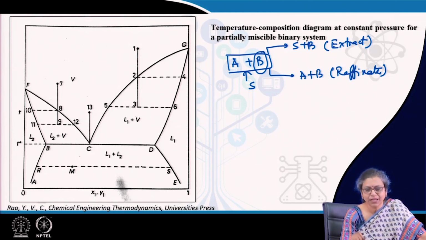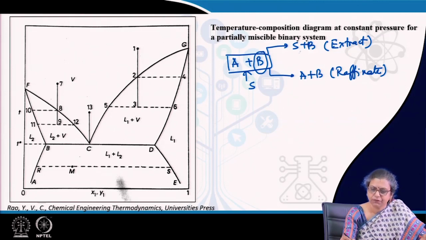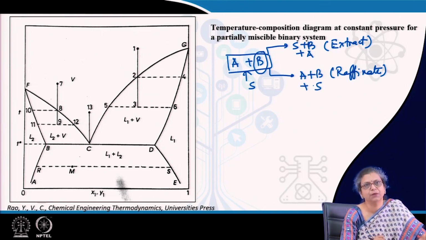But there is something more that we should remember when dealing with liquid extraction. No matter what solvent you use, even if the solvent and the basic solvent in the feed are chemically extremely different, there will always be some amount of miscibility between the two solvents. So no matter what solvent you select, in the extract phase there will be some amount of A, and in the raffinate phase there will be some amount of S.